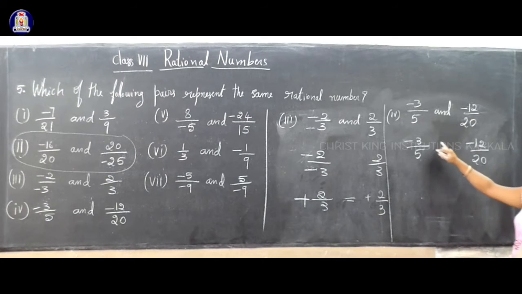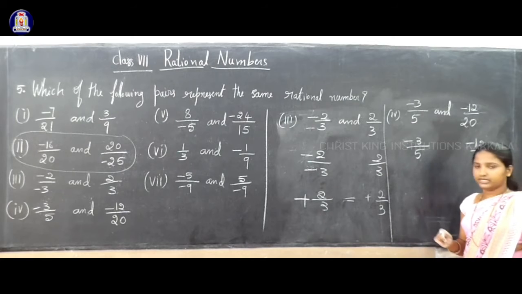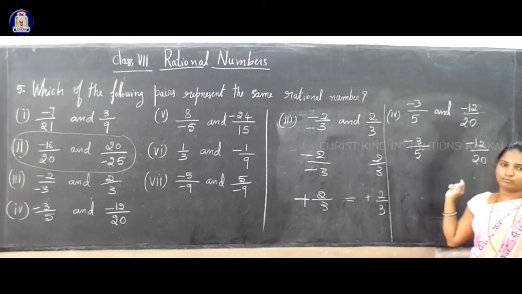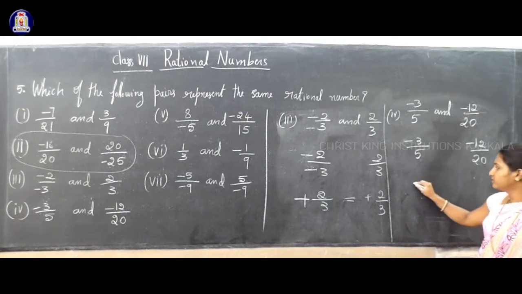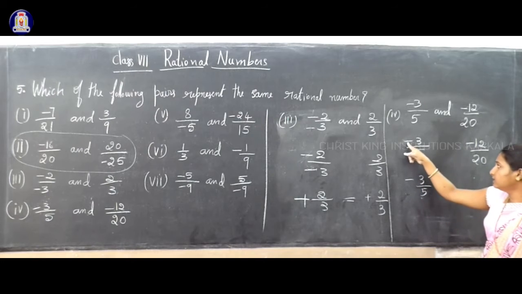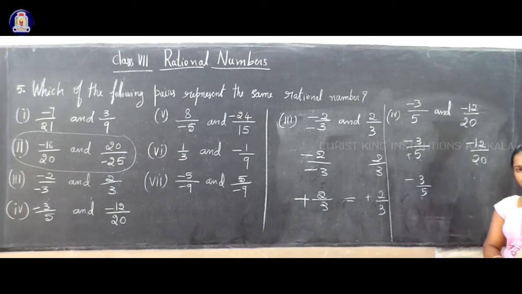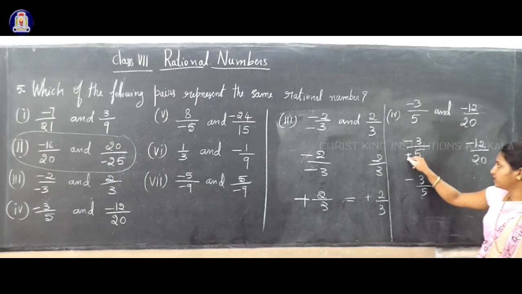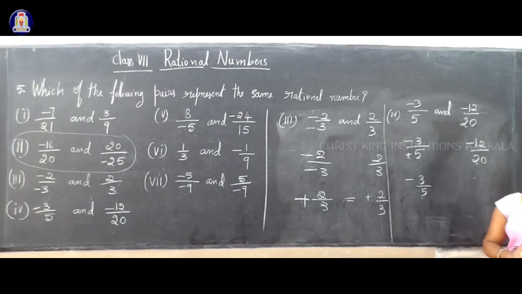Can you simplify the numerator and denominator of 3 by 5? It's not possible, isn't it? Both are prime numbers: 3 is a prime number and 5 is also a prime number. So we cannot simplify this, so write as it is. The sign here is minus and here the sign is plus. So plus minus gives minus. So the answer is minus 3 by 5, and here minus 12 by plus 20.